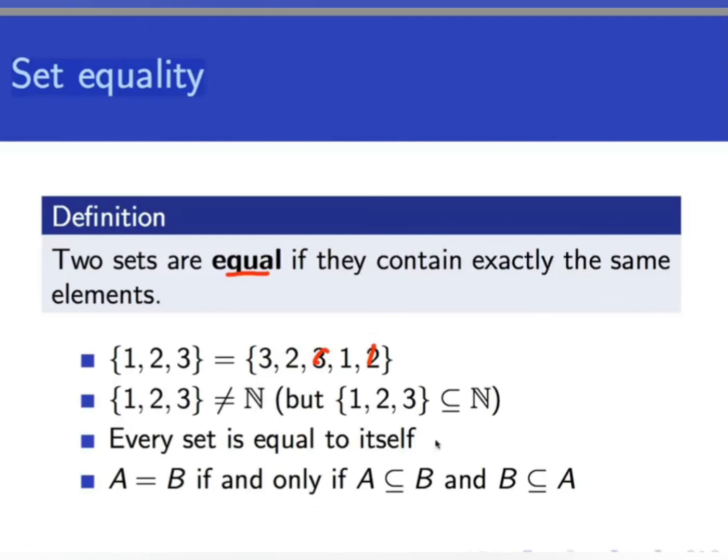Every set is certainly equal to itself because every set contains exactly the same elements as itself. Kind of no-brainer there. And then finally, something that's going to be an important way of thinking about set equality, so kind of put that on your radar screen, is that two sets are equal if and only if two things happen. A is a subset of B and B is a subset of A, just like in the concept check. So if A is a subset of B and B is a subset of A, then that means that they contain exactly the same elements, and vice versa.